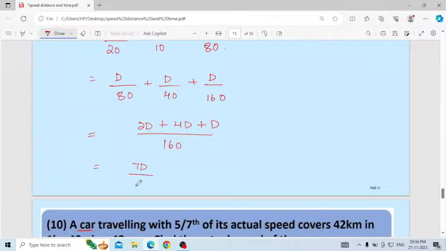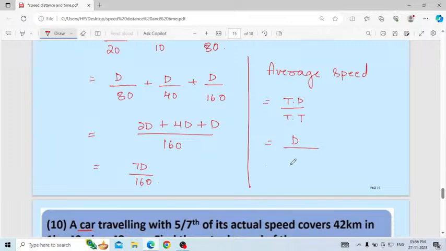670 divided by 160. Then next step you have to calculate the average speed. Average speed, how you will calculate? Total distance divided by total time taken. Total distance is nothing but capital D. Total time taken is 70 divided by 160. D D get cancelled, then take the reciprocal of this one, 160 divided by 7 kilometer per hour.